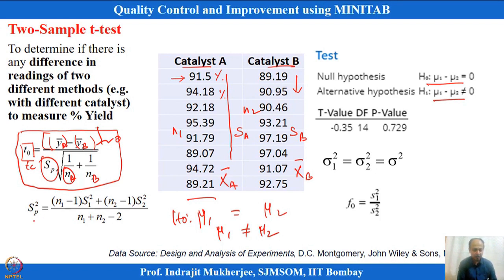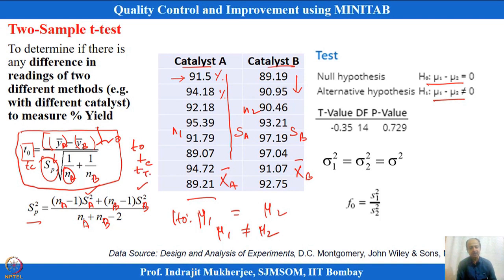And then we calculate a pooled standard deviation for the analysis, which is given as NA minus 1 times SA squared, plus NB minus 1 times SB squared, divided by NA plus NB minus 2. We can calculate this pooled standard deviation because all the information is known. This pooled standard deviation will be placed over here, and based on that we will calculate a T0 value, which is also known as the T calculated value.